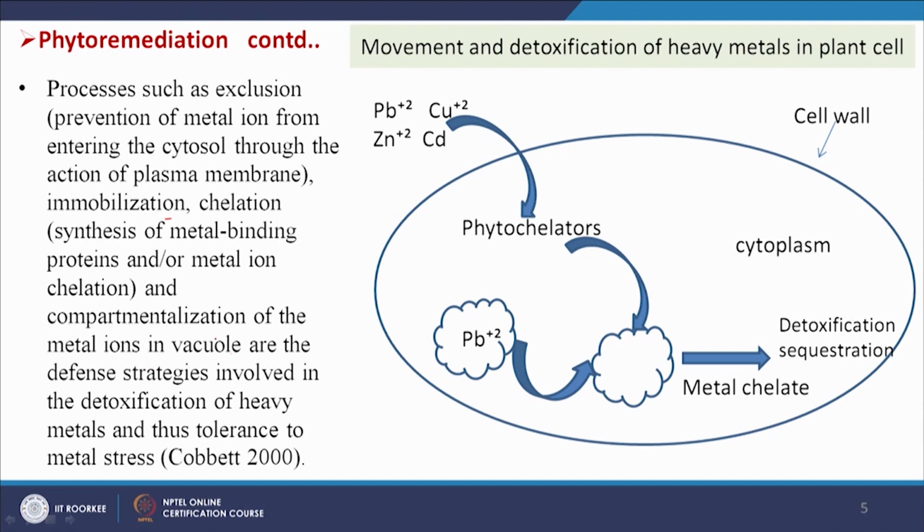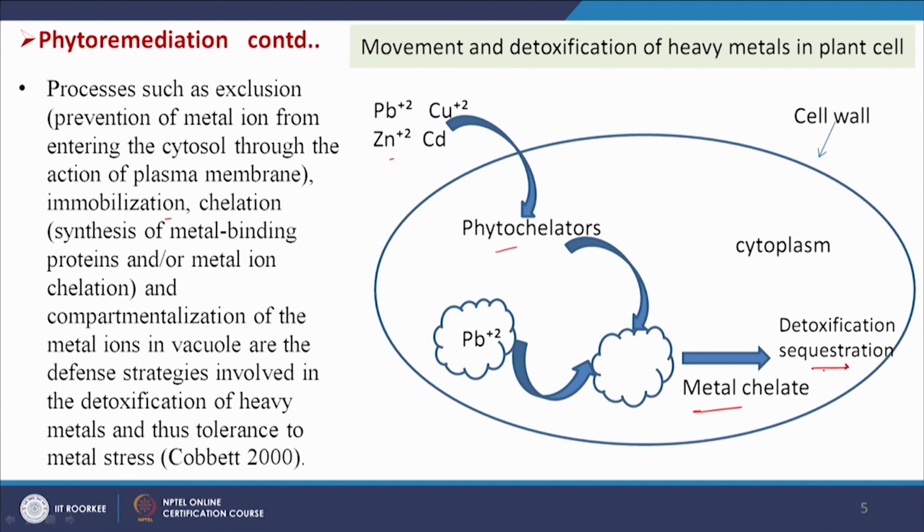These are the major mechanisms which work on the detoxification of the heavy metals available in the water and soil. Here we see these different metals. So, we have some phytochelatins and then chelate formation is there. With metal chelates, either the metal can be detoxified or it will be sequestered.